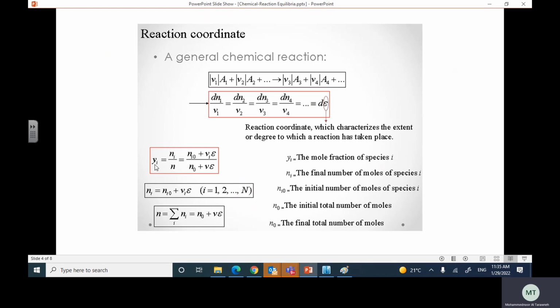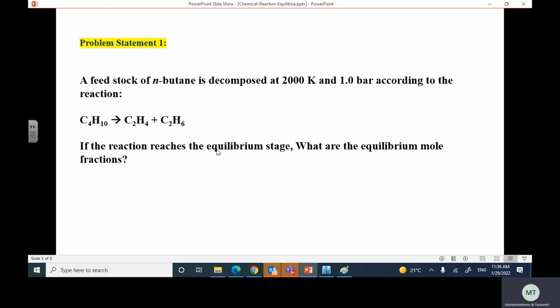For example, the mole fraction for any species in the reaction equals its initial number of moles plus its stoichiometric coefficient times the reaction coordinate, divided by the total initial number of moles plus the total stoichiometric coefficient times the reaction coordinate. So we need to write the mole fraction basically in terms of the reaction coordinate. All these equations are implemented in the DWSIM software.